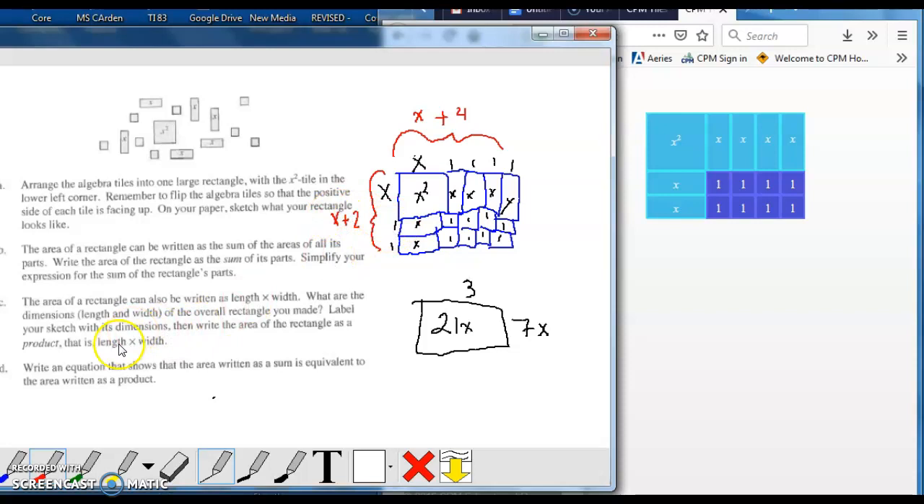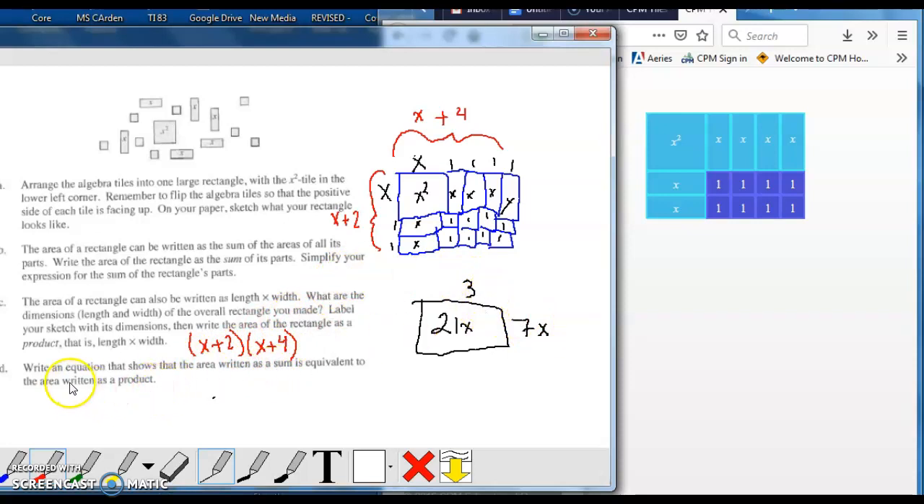So how can I write it as length times width? We're going to write it as a binomial. We're going to say x plus 2 and then x plus 4. Right? So again, length and width. And it does not matter, 3 times 7 or 7 times 3. It's going to get us the same answer.